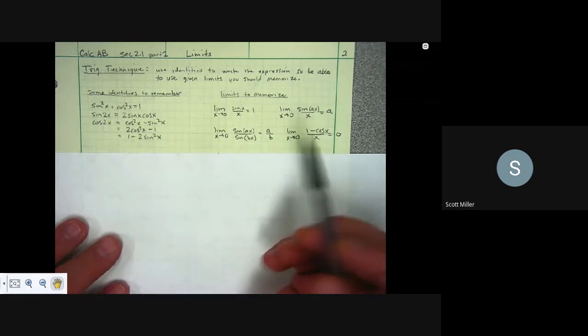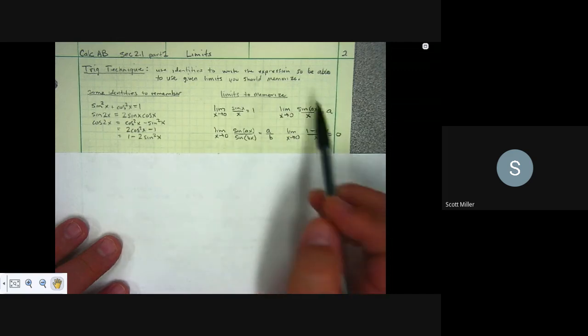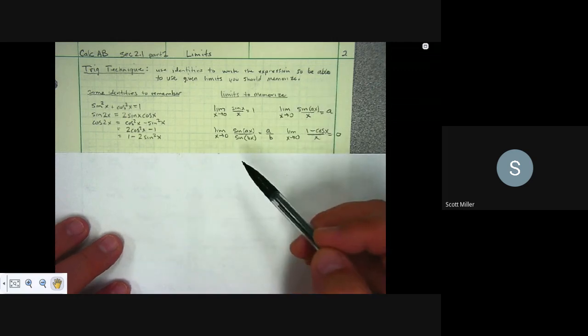For sine and cosine. I mean, clearly we can do the tangent ones also, but these are the limits really that we focus our attention to. A lot of our trig stuff is designed to get into one of these formats right here. So these four right here, you're going to want to memorize. You need to know these.